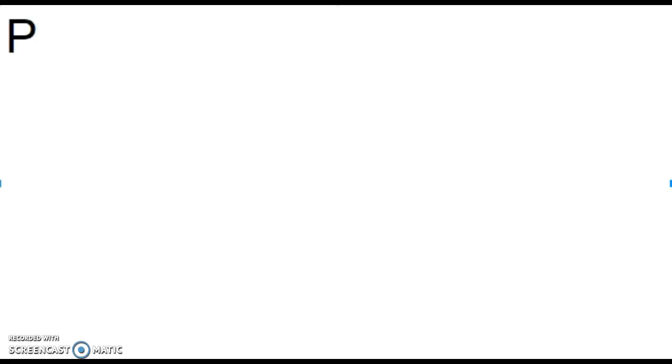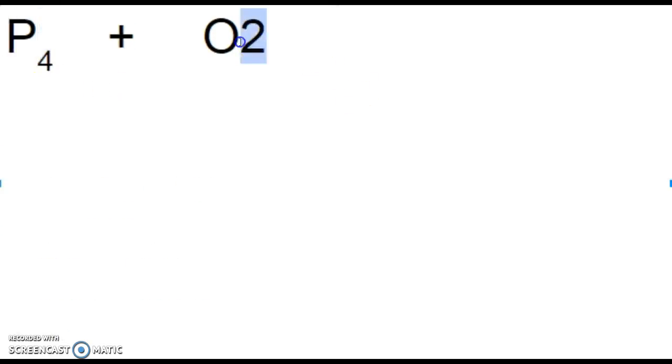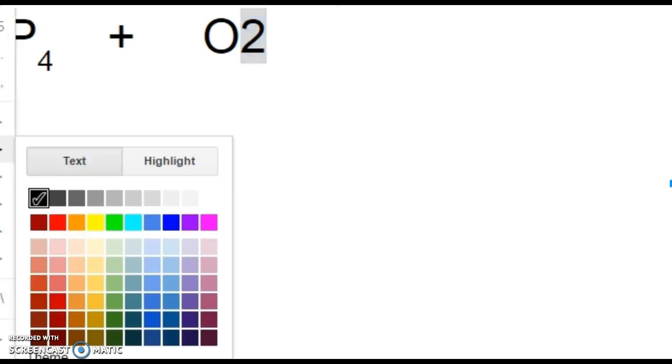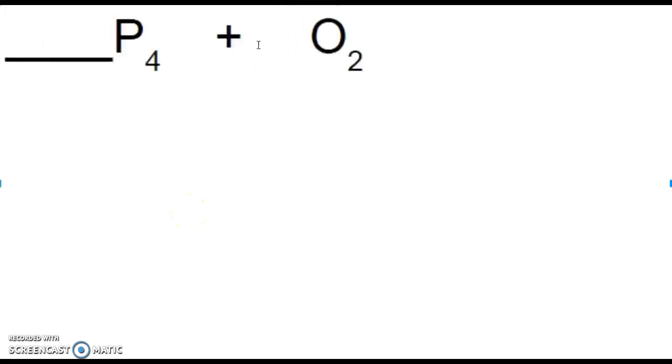So here's phosphorus, and we're going to add to this phosphorus some oxygen gas. And just so that it looks the way you would expect it to look, I'm going to make these little subscripts for you. And when you're typing your paper, which you're going to have to do next week, you're going to need to make those subscripts too. So what I did is I went up to Format, and when you click on Format, the pull down menu says Subscript, and you just hit that, and then it gives you this little tiny number. So I have P4O2.